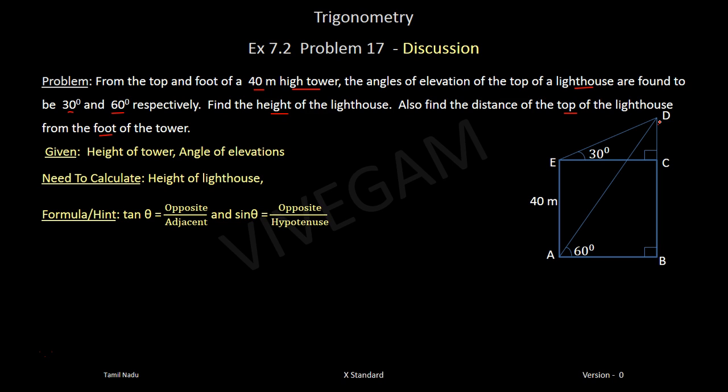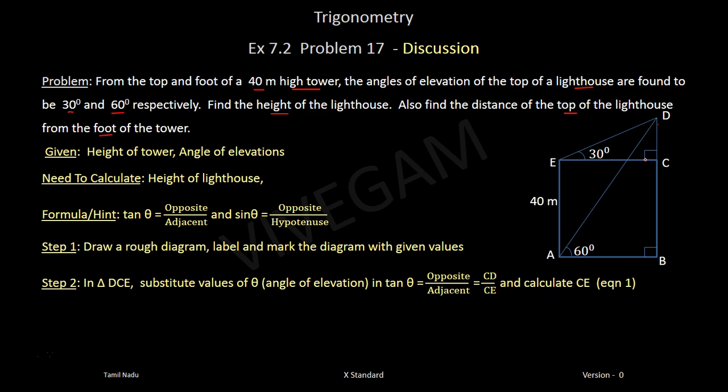Right. What's the step? Draw a rough diagram. Label and mark the diagram with given values. In triangle DCE, substitute the value of theta. Theta is 30 degrees. So tan theta is opposite by adjacent, that is CD by CE, and calculate CE. So tan 30 is CD by CE. So you get CE in terms of CD from that equation. So let's put that as equation 1.